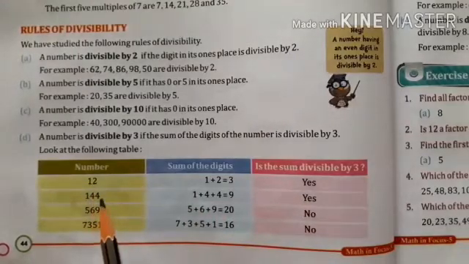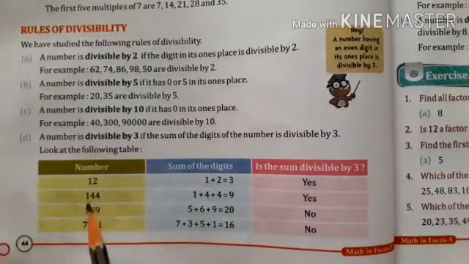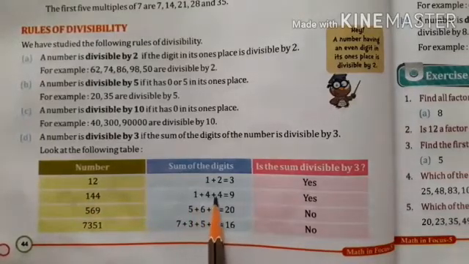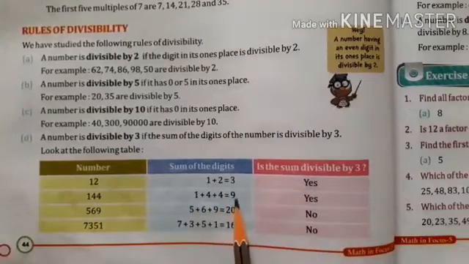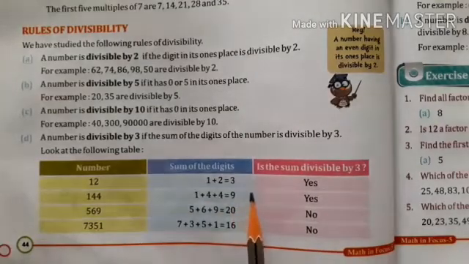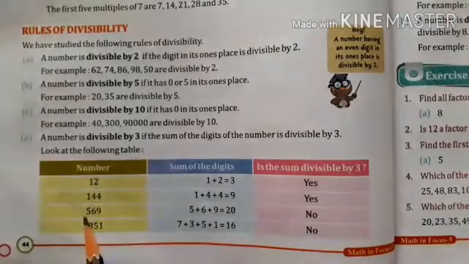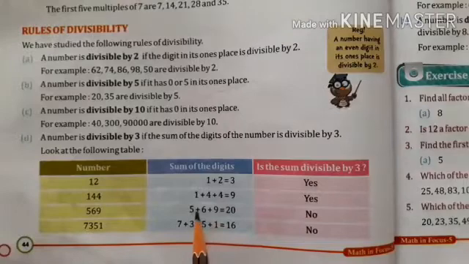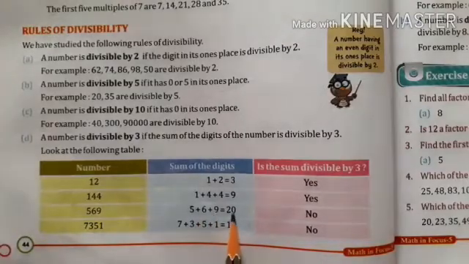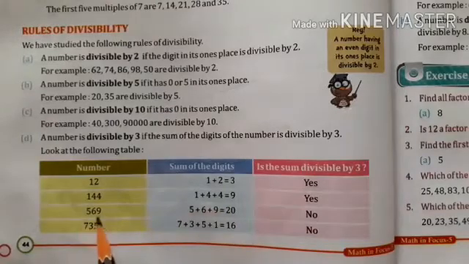Next, 144. So a digit ketar sum hoise 1 plus 4 plus 4 equal to 9. And 9 is divisible by 3. So 144 is divisible by 3, okay? Next, 569. So the sum of these digits 5 plus 6 plus 9 equal to 20. But 20 is not divisible by 3. So 569 is not divisible by 3.